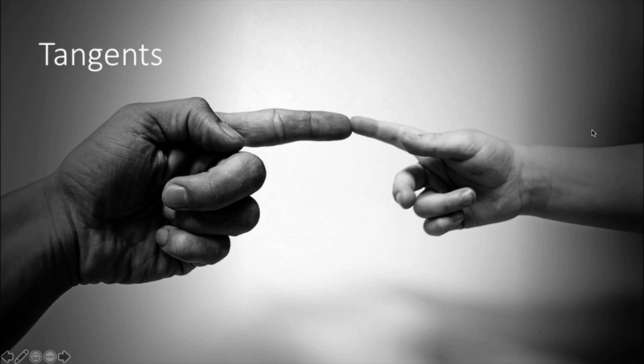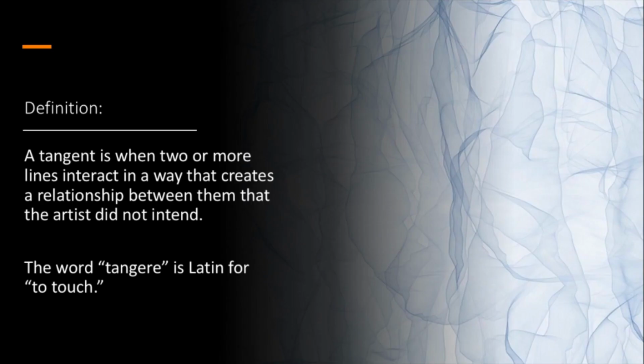Okay, tangents. What are tangents? Let's talk about it. The definition of a tangent is when two or more lines interact in a way that creates a relationship between them that the artist did not intend. So it's on accident. Two lines are touching, but they shouldn't be touching. The word tangere is Latin for to touch. So that's where it comes from.